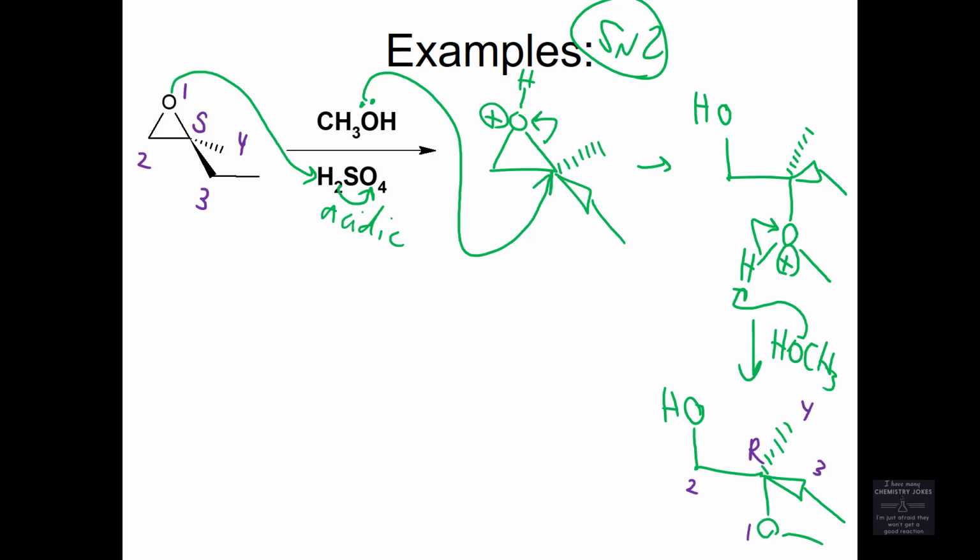Why does it matter that R becomes S and S becomes R? The leaving group was my highest priority, and my incoming nucleophile is my new highest priority. When your priorities don't change like that, leaving group number 1, incoming group number 1, that means R should become S and vice versa.